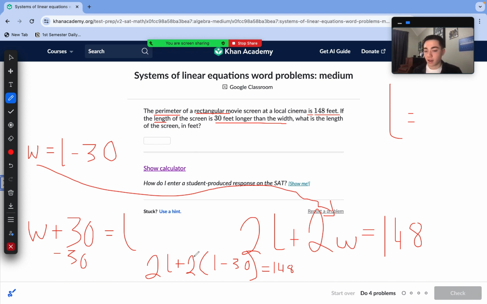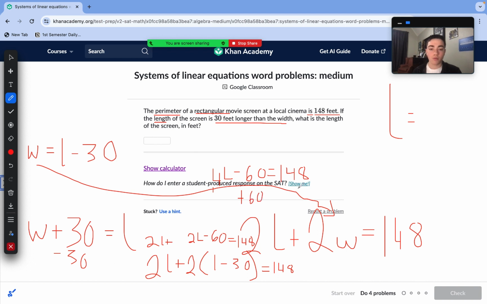Now the only thing left is to do distributive property, combine like terms, and solve for the L variable. First we'll do distributive property, so that turns into 2L minus 60. Now we have 2L here. Okay, so 2L plus 2L, we know that's 4L, and then 4L minus 60 equals 148. In order to isolate the variable, we need to add 60 to each side.